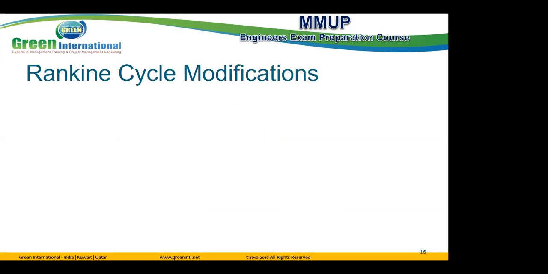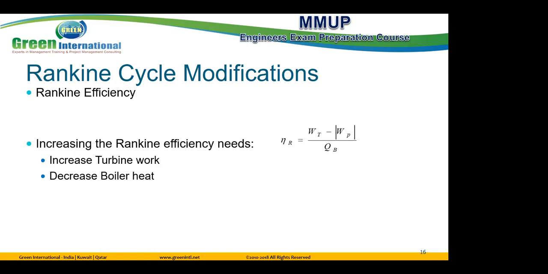No question? Okay. Rankine cycle modification, this is the last stage for this. We know from the previous effects the ways how to do that. This is the Rankine cycle modification. We can do that in different ways. Increasing the Rankine efficiency needs what? We need to increase this turbine work or decrease boiler heat, or both. So these are the two main targets. Increase this one or decrease this one or both. It means efficiency increases.